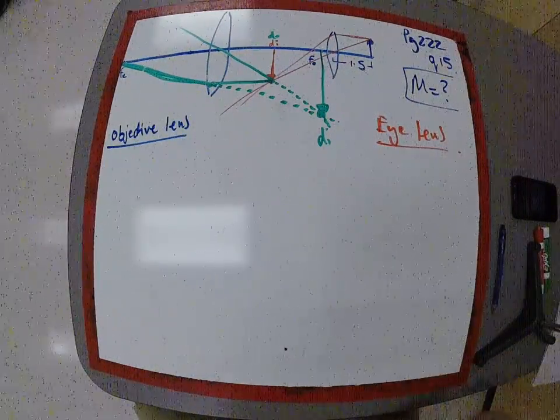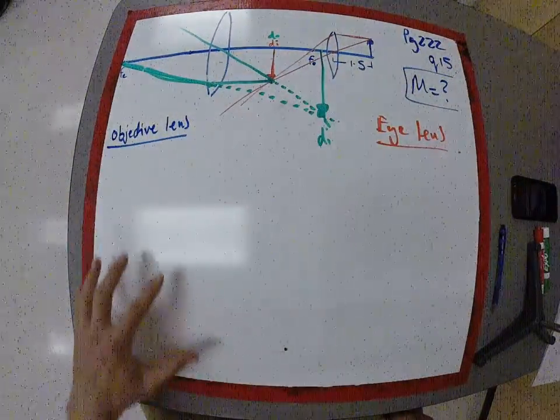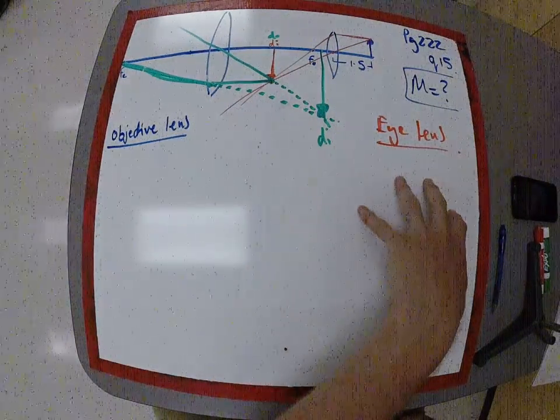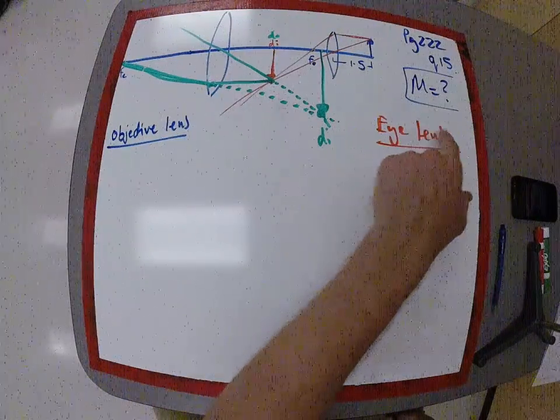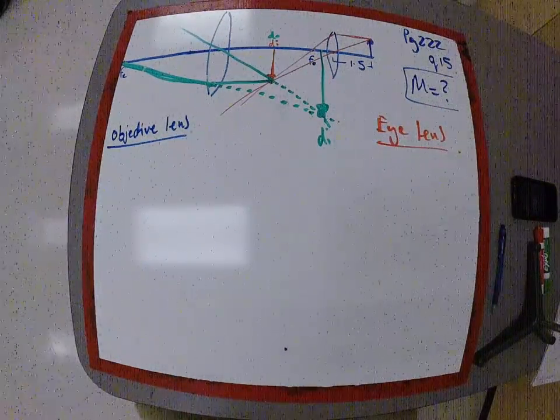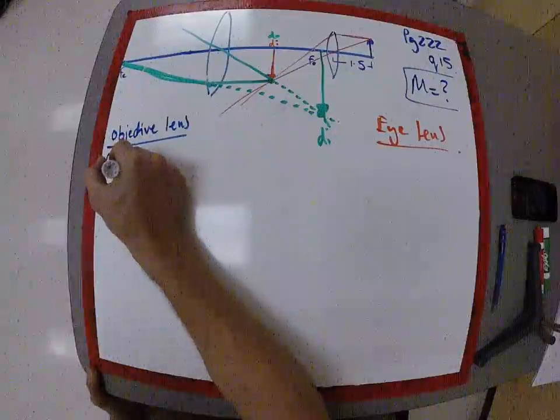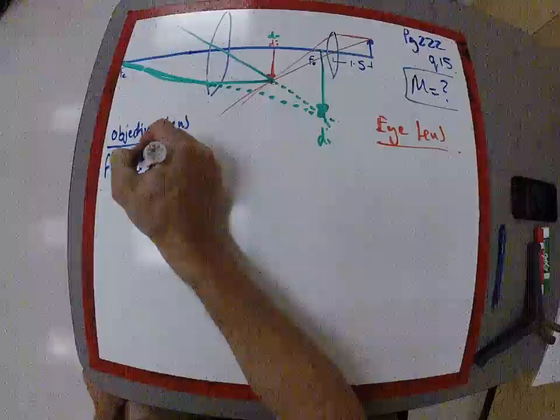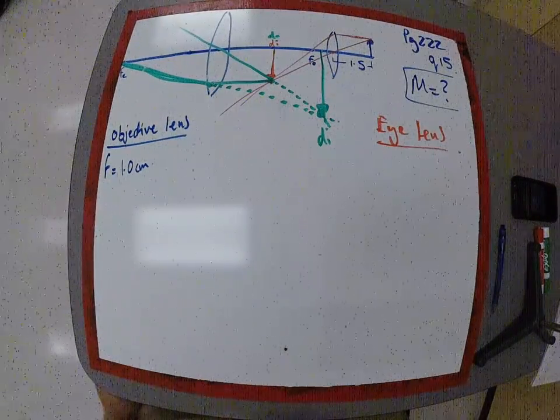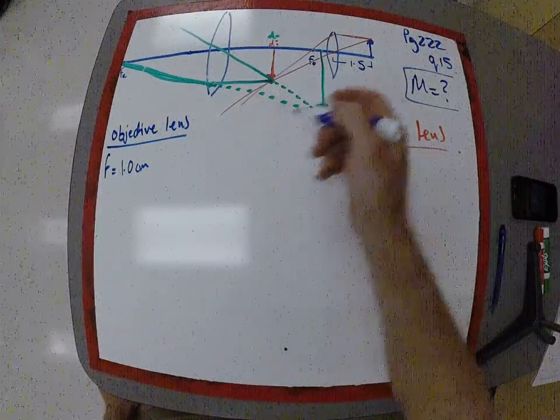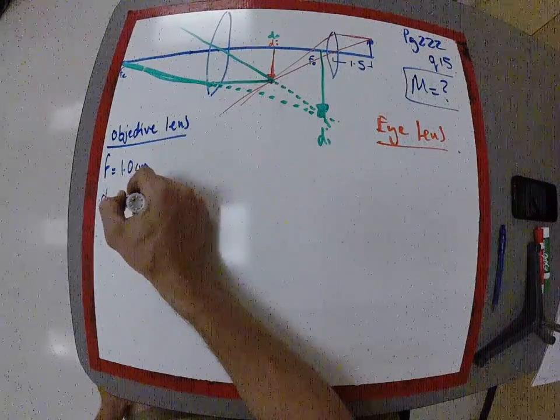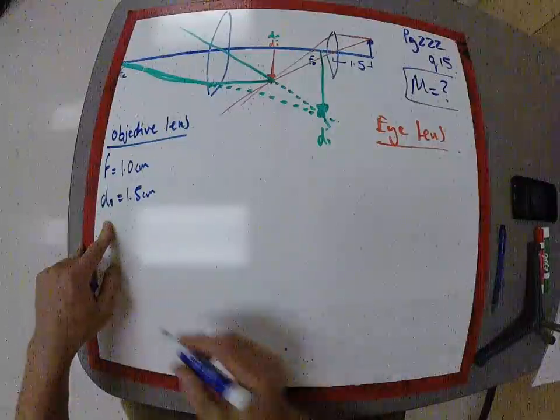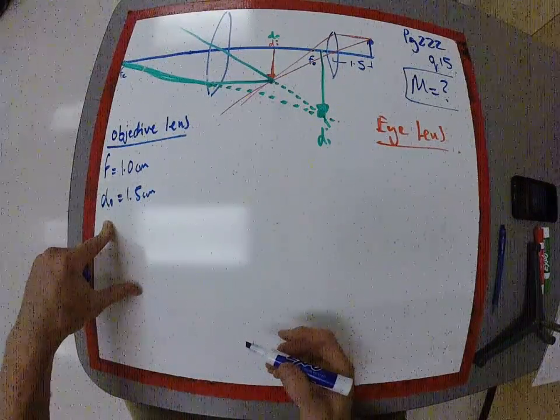So let's just walk this through. We'll first of all analyze the objective lens, and hopefully we can take some values from the objective lens, bring them over into the eye lens, and that will give us the magnification power eventually. So what do we know? Well, we know the focal length is 1 centimeter. We know the distance to the object is 1.5, so DO is 1.5. And what else do we know? We know the height of the object.